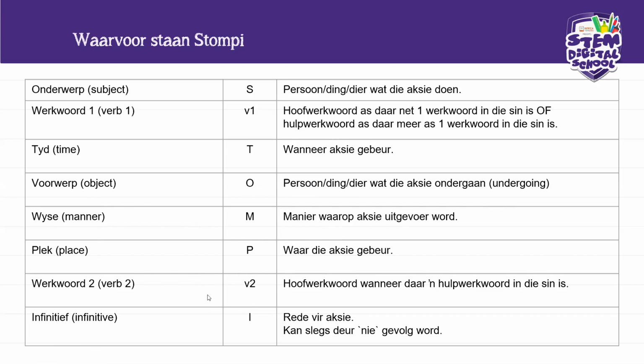All right, so if there is not a hulpwerkwoord in the sentence, then verb 1 would be the werkwoord. In other words, verb 2 won't exist. Okay. Then infinitive, that is the reason the action took place. And it's usually followed by a nie. Okay, so that is something that I would take a picture of if I were you. So take a picture of that and then we can go on.